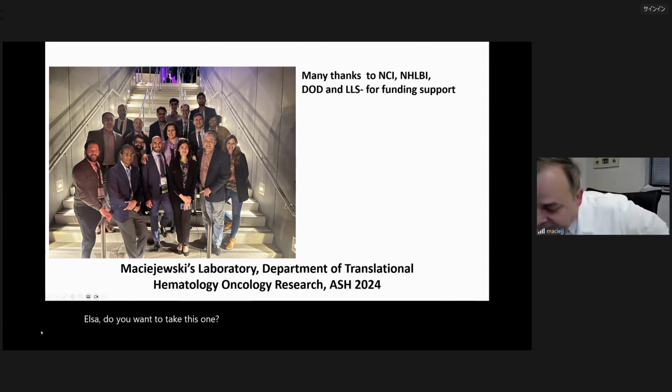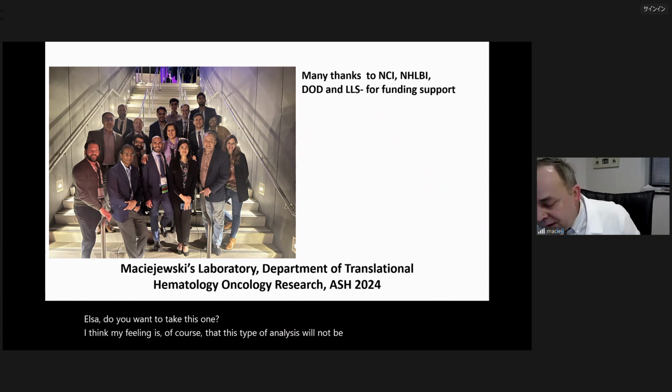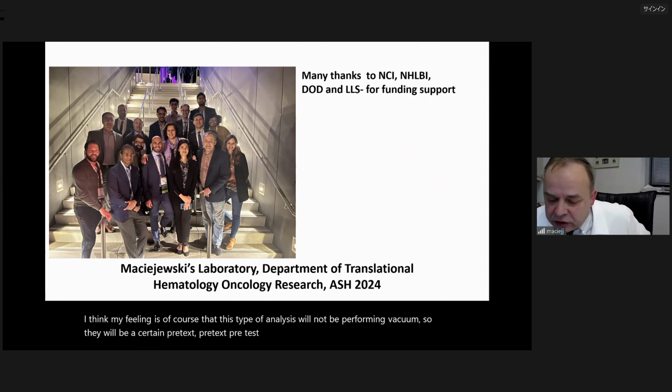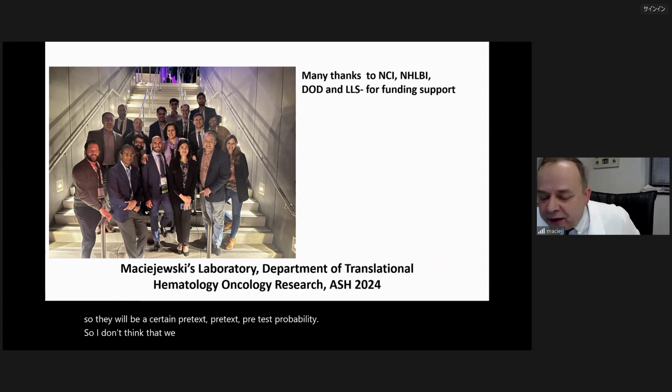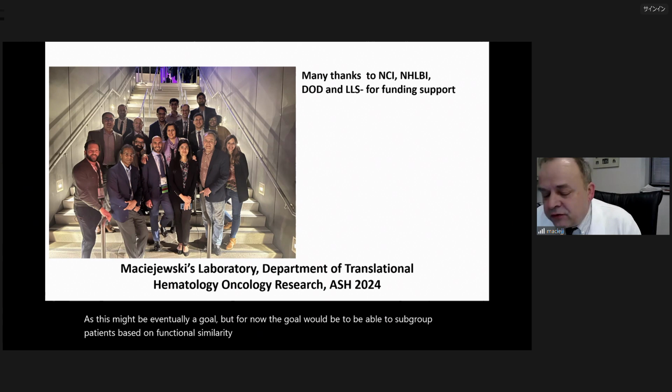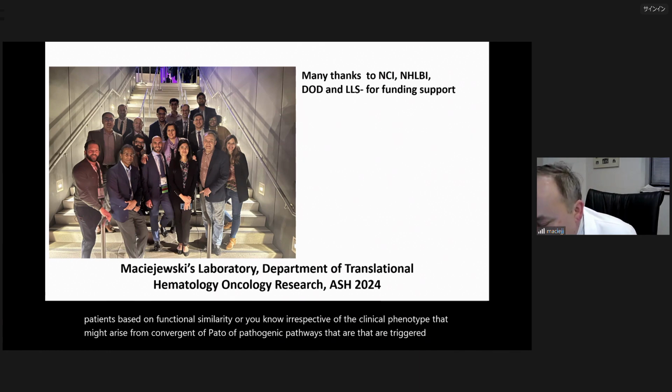Okay. Yeah, I think my feeling is, of course, that this type of analysis will not be performed in a vacuum. So there will be a certain pretest probability. I don't think that we are aiming at an identification or a diagnosis of MDS. This might eventually be a goal, but for now, the goal would be to be able to subgroup patients based on functional similarity, irrespective of the clinical phenotype that might arise from convergence of pathogenic pathways that are triggered by a combination of mutations.